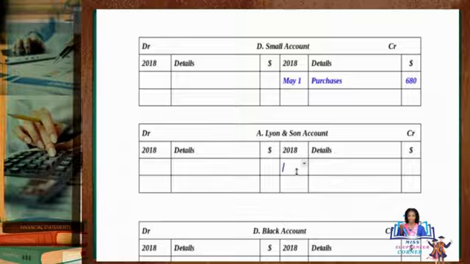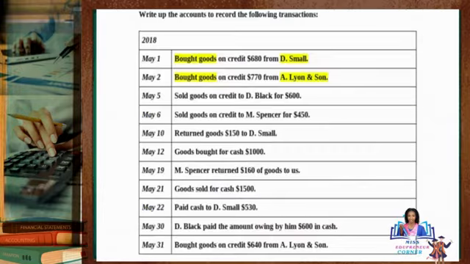To show that the business owes A. Leon and Son for these goods, on May 2, in the detail, we would have purchases and the amount of $770. On May 5, sold goods on credit to D Block for $600.